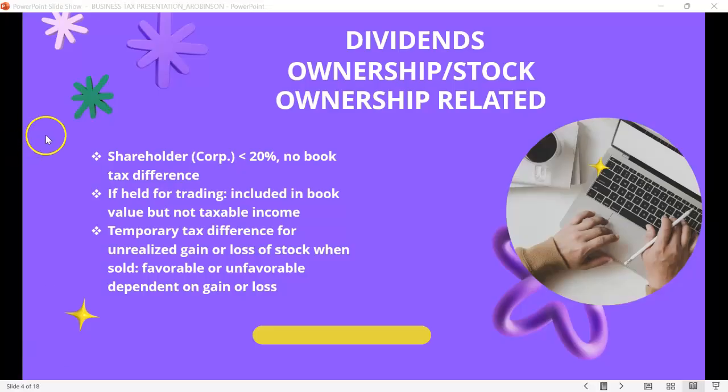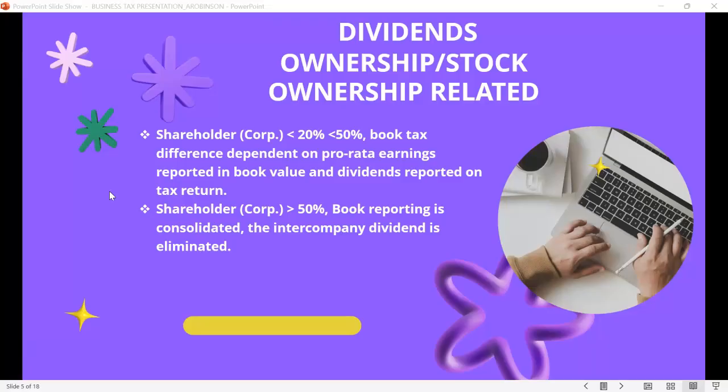Now, if the receiving shareholder corporation owns at least 20% of the stock of the distributing corporation, but no more than 50%, then the receiving corporation allocates a pro rata portion of the distributing corporation's income on its books under the equity method, which may create a temporary favorable or unfavorable book tax difference for what's reported on its books versus what's on its tax return.